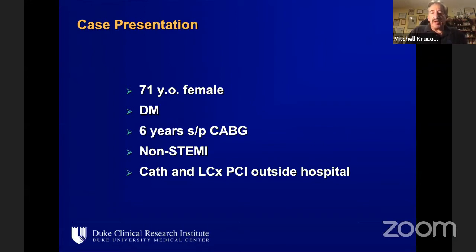This is a 71-year-old female diabetic. She was 6 years post-CABG. She presented to an outlying hospital here in the North Carolina community where I live and work.